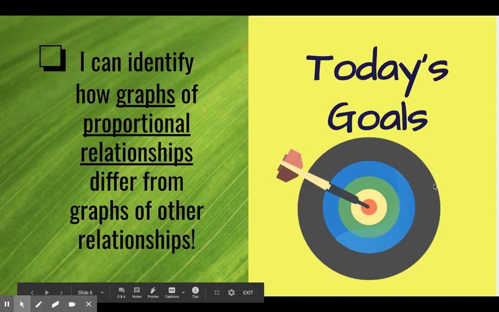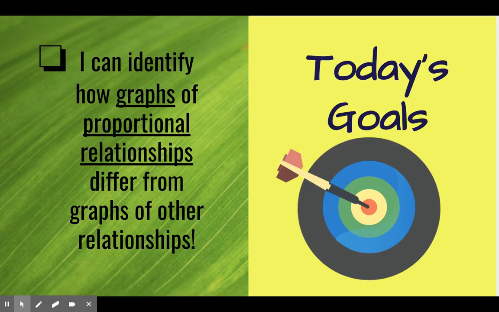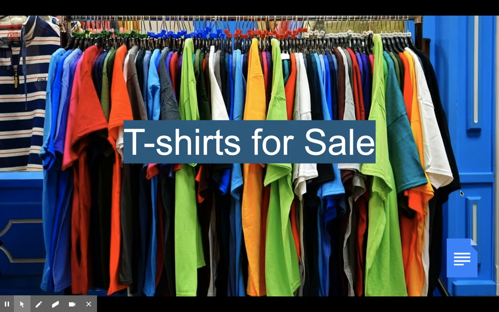So let's talk about our goals for today. Our main goal is to identify how graphs of proportional relationships differ from graphs of other relationships. So the first activity that we're going to talk about is t-shirts for sale. And this is going to be our exploration activity that can also be found in your student companion.